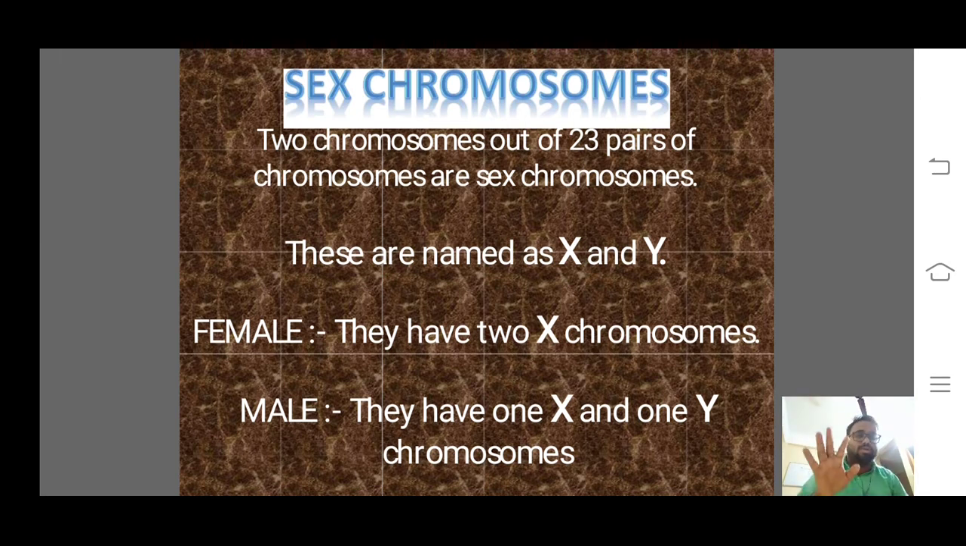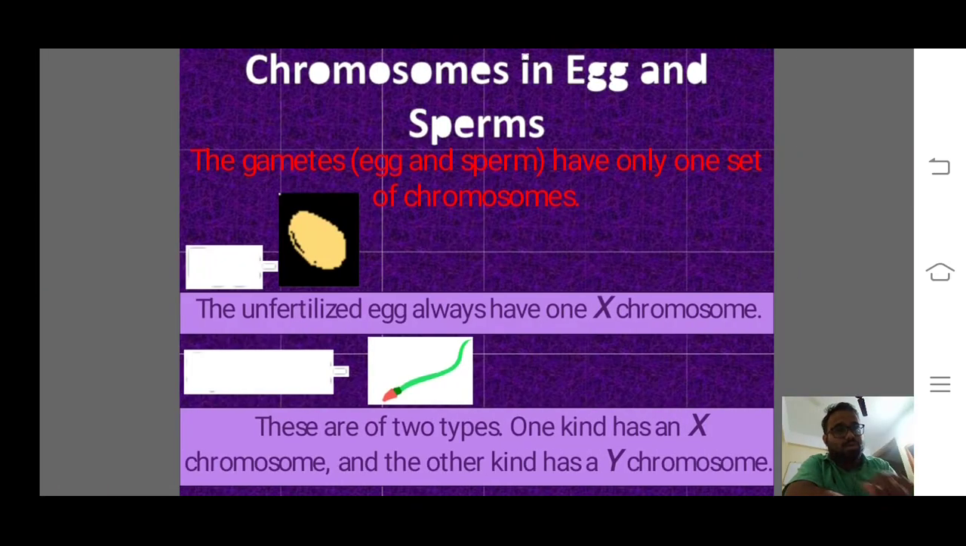Point to be noted. In females, they have 2 X chromosomes, XX. But in males, they have 1 X chromosome and 1 Y chromosome, which are called the sex chromosomes. So the gametes, that is the egg and the sperm, have only one set of chromosomes. Now you can see the egg here and the sperm here. The egg comes from the female, the sperm comes from the male.